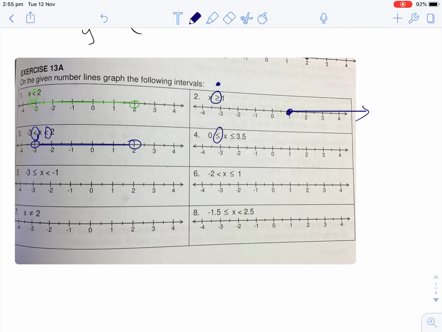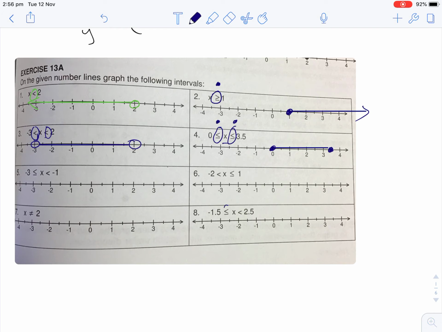In your next one, you've got a greater than or equal to sign and a less than or equal to sign. So here it says that x is greater than or equal to 0 and less than or equal to 3.5. So again, I need a closed circle at the 0, a closed circle at the 3.5, and x is going to be lying in between those. So I'd show that with a line in between. Try and keep that neat. There we go, a line in between those. So I think you get the gist there.